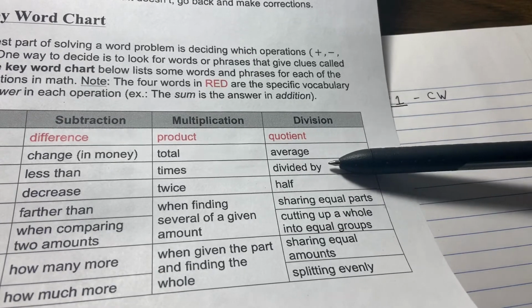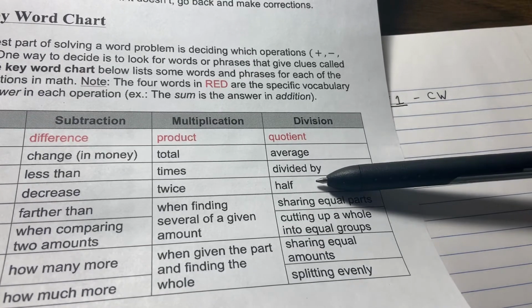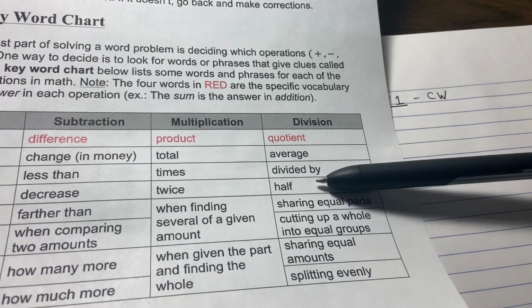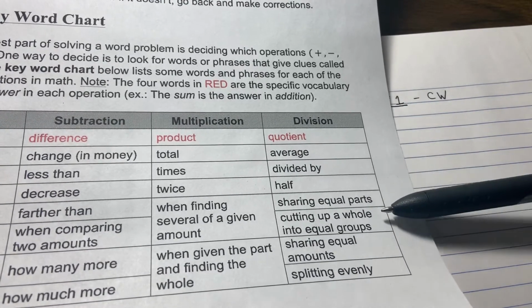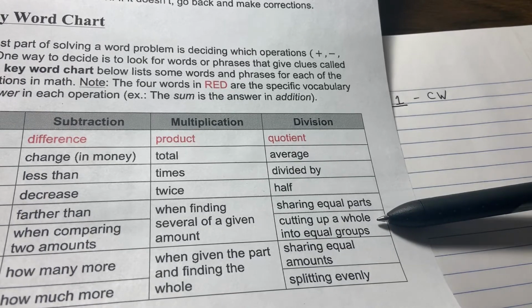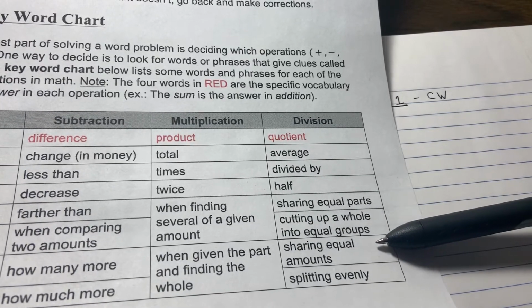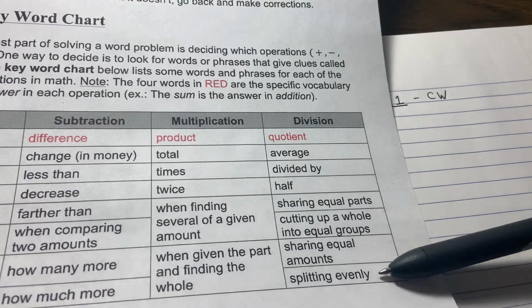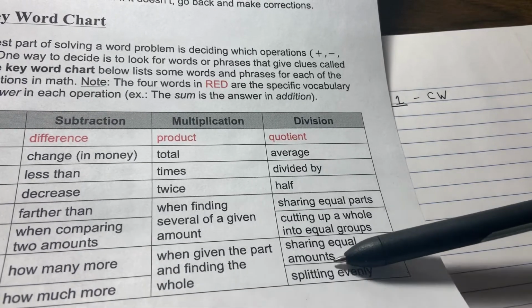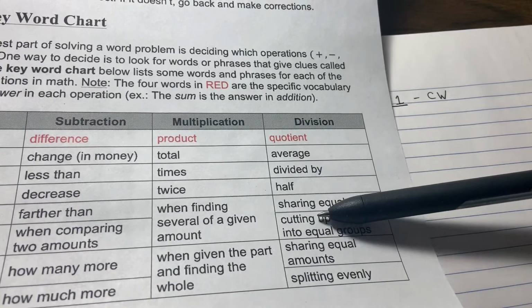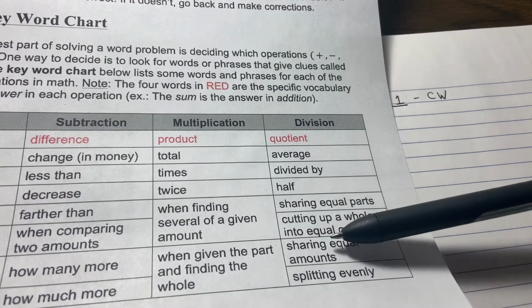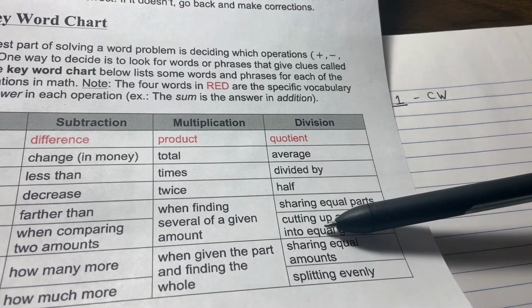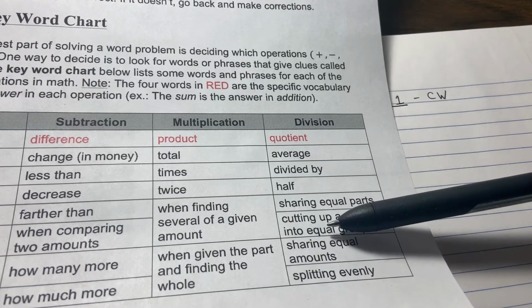Divided by, right? Cutting something in half. Yes, that is division. You're dividing by 2. Sharing equal parts, okay? Cutting up a whole into equal groups. Sharing equal amounts, splitting evenly. So to split, share, to cut, these are all clues for division, okay, as long as it's being done in equal parts. That's very, very important, okay?